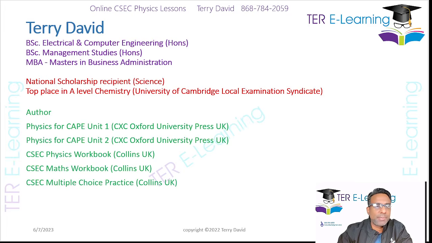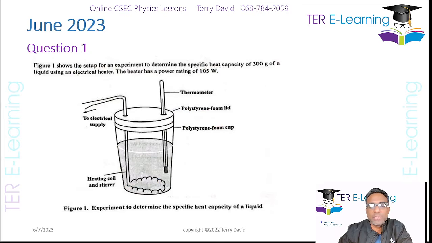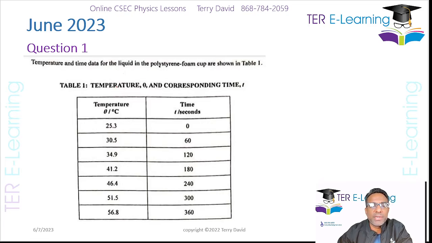So overall, this paper was pretty straightforward, right? Figure 1 shows the setup of an experiment to determine the specific heat capacity of 300 grams of a liquid using an electrical heater. The heater has a power rating of 105 watts. So they give us a diagram here. We have a thermometer inside this liquid, and we have a coil that is heating up the liquid first, right? They gave us information regarding temperature and time for the liquid in a polystyrene foam cup, right? So we have temperature, we have time in seconds.